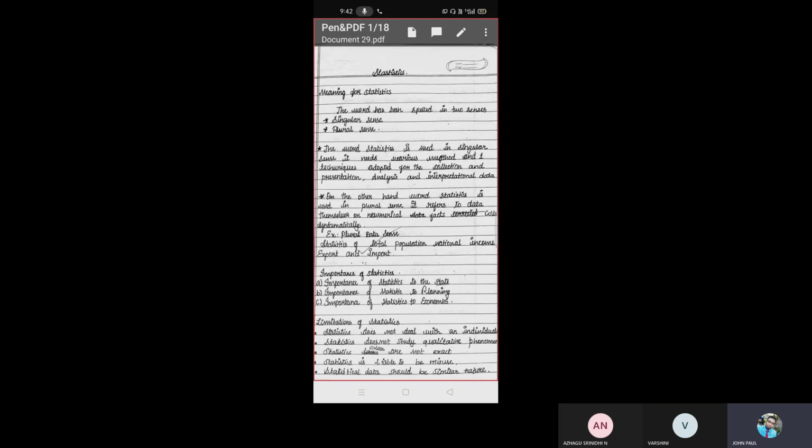Statistics, for example, we will collect. This is the 136 crores. Okay, 136 crores people are living in our country. So in statistics, we will check only one. Let me tell you one example.